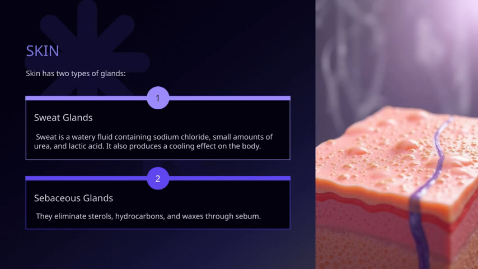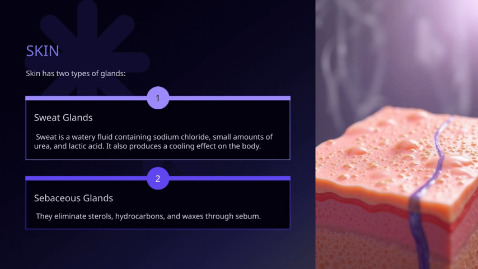Now, moving on to the sebaceous glands, these are responsible for producing sebum, which plays a crucial role in skin health. Sebum helps eliminate unwanted substances like sterols, hydrocarbons, and waxes from the skin surface. This process not only keeps the skin moisturized, but also provides a barrier against external pollutants and microbes.